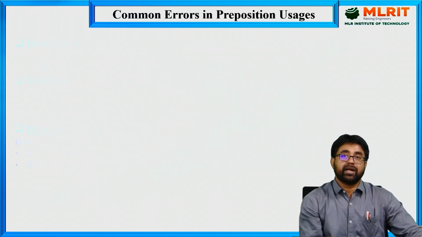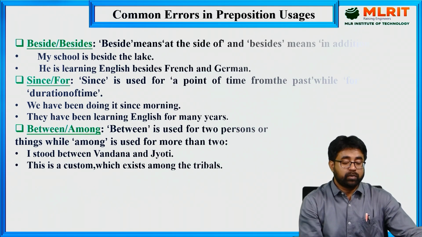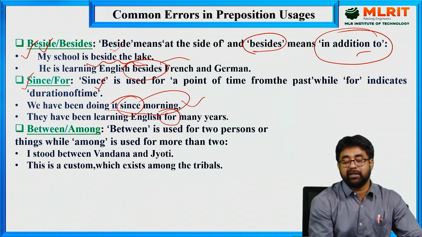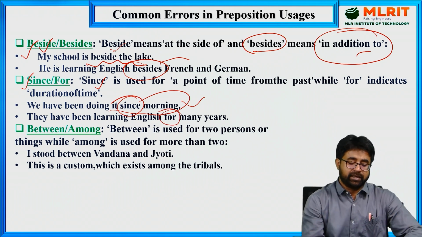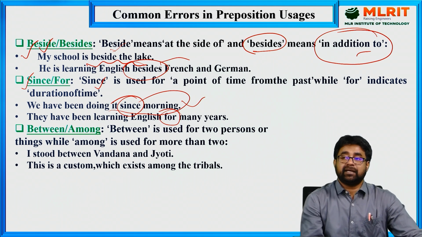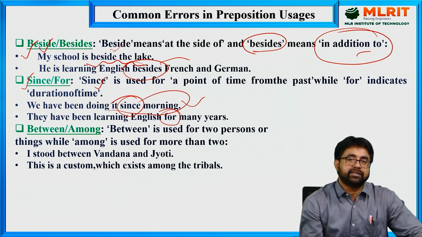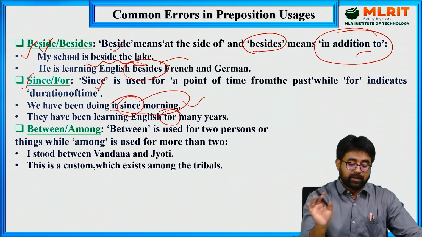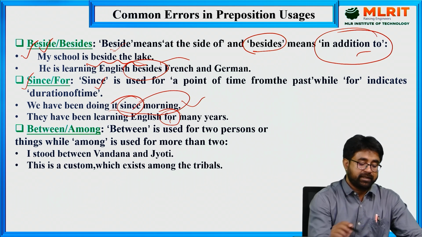But when we are talking about a completed duration, what do we use? We use for. They have been learning English for many years. So I'm talking about a duration, right? He is in Hyderabad for 3 weeks, let's say. Or he was in Hyderabad for 3 weeks. So I'm talking about a completed duration. So see the differences here.